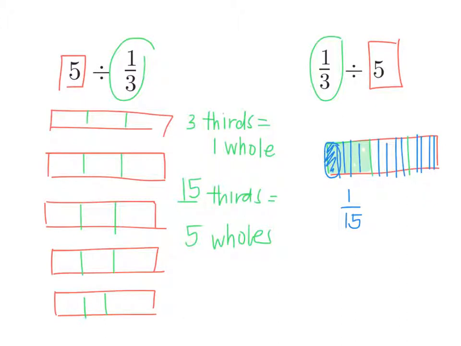So we can think of a whole number divided by a unit fraction, like over here, as seeing how many of the unit fractions fit into that number of wholes. Whereas over here, we're taking a fraction and we're splitting it up into even smaller pieces. Does that make sense? Good.